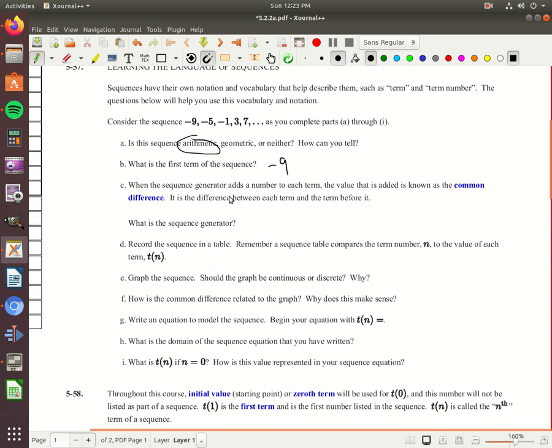When the sequence generator adds a number to each term, the value that is added is known as the common difference. So the common difference here would be -4, right? I'm sorry, it's +4. We're adding 4 each time through.